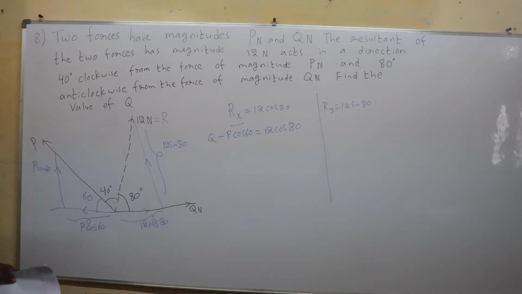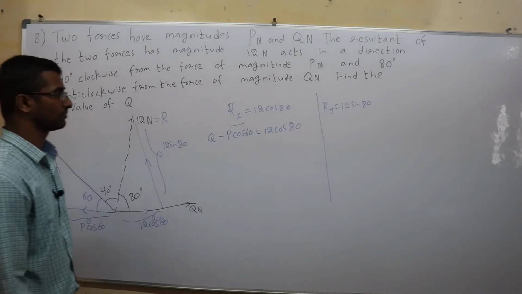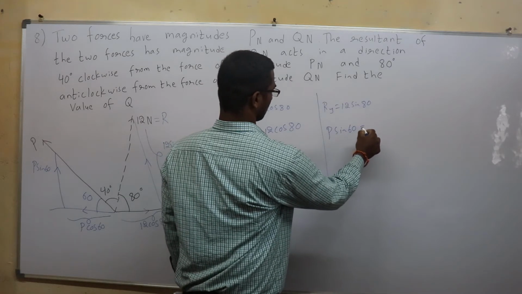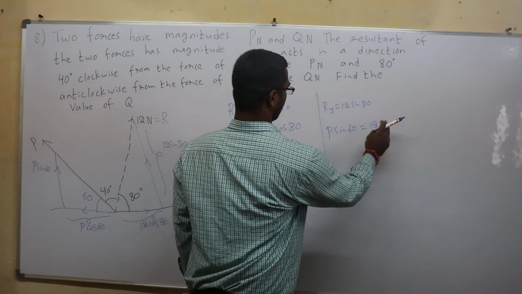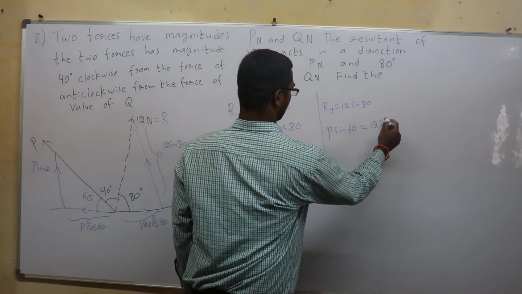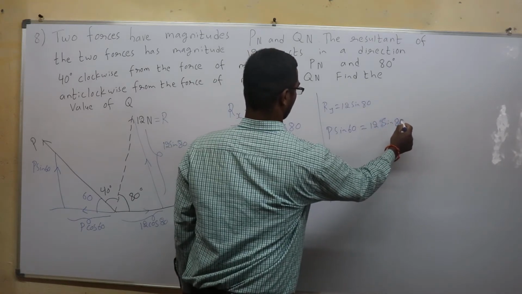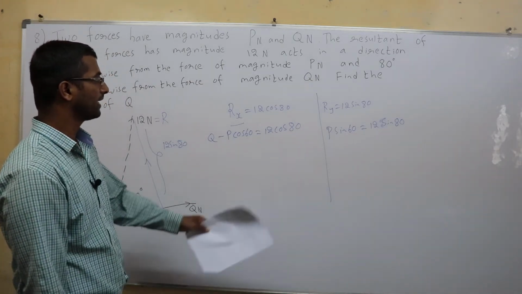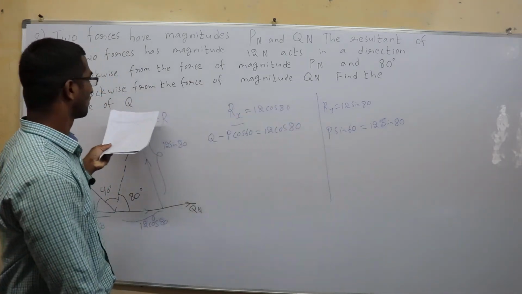Now Ry. For Ry, what all is acting? Only this force is acting, which is P sin 60. So P sin 60 equals 12 sin 80. Clear?